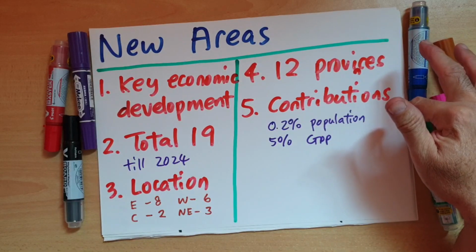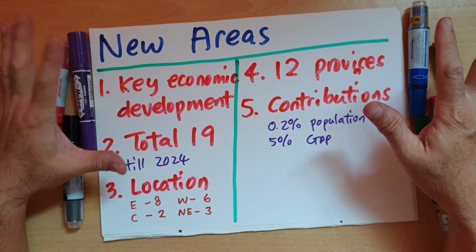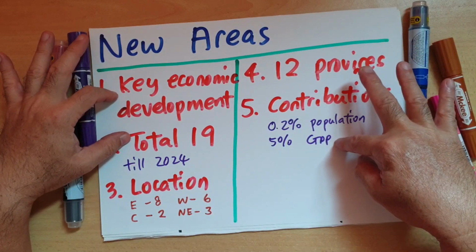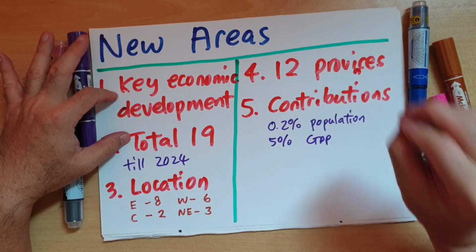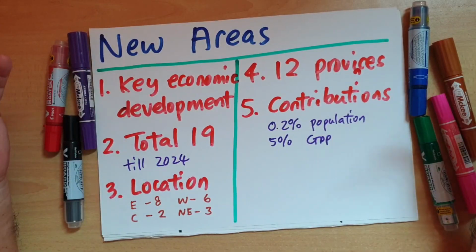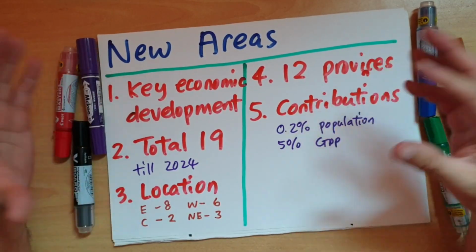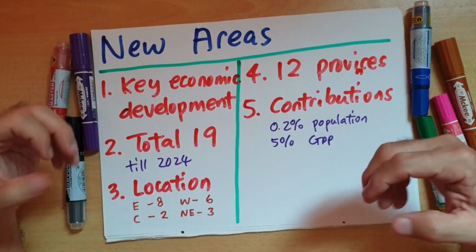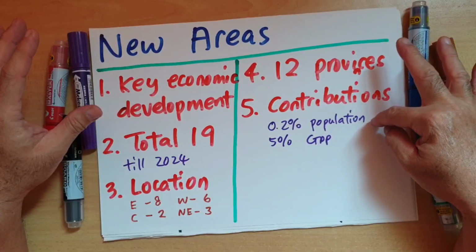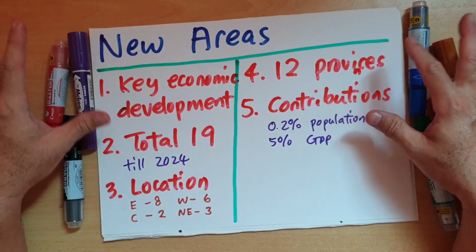In terms of contribution, all these new areas have 0.2% of China's total population. But in terms of contribution to China's GDP, they actually contribute 5%. So from here you can see that a lot of the key economic development implemented by the Chinese government is heavily channeled or focused on these new areas. That's the reason why, with such a low population base in all these 19 new areas, they are able to contribute 5% of China's GDP.